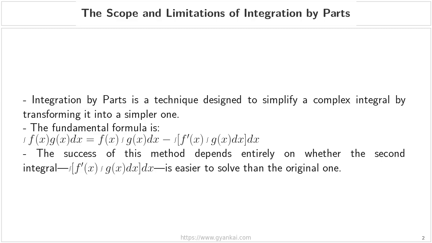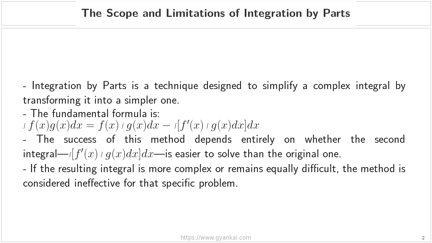The key to understanding whether this method will work lies in that second integral, the one we subtract. This is where we need to be careful. The success of integration by parts completely depends on whether that second integral, of f prime of x times the integral of g of x with respect to x, is actually easier to solve than the original integral we started with. Think of it like this: we're trading one integral for another. If the new integral is just as hard or even harder, then we haven't really gained anything. In that case, integration by parts isn't the right tool for the job.